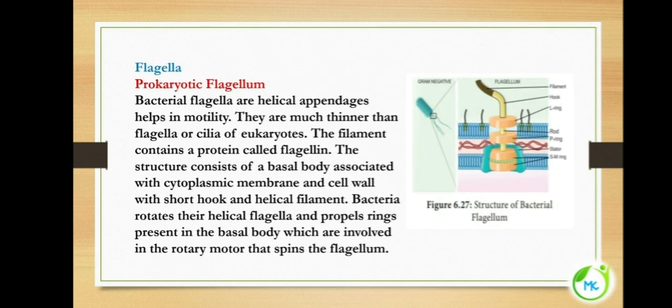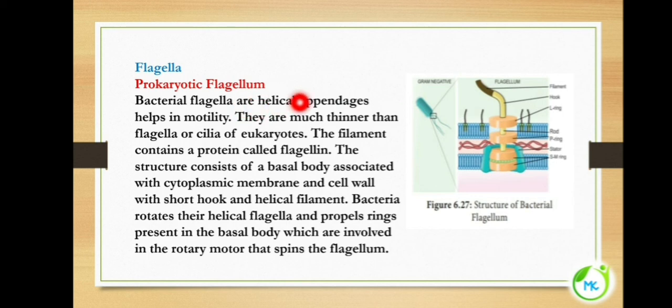The next topic we are going to see is flagella. Flagella are found in both prokaryotic organisms and eukaryotic organisms. First we will discuss the flagella in the case of prokaryotes, referred to as the prokaryotic flagellum. An example of a prokaryote is bacteria. Certain bacteria are found to have this flagella.